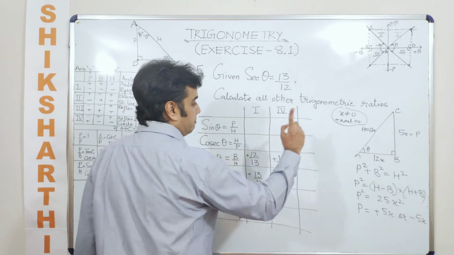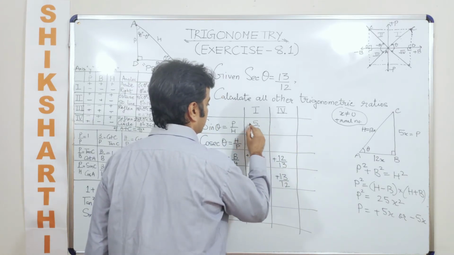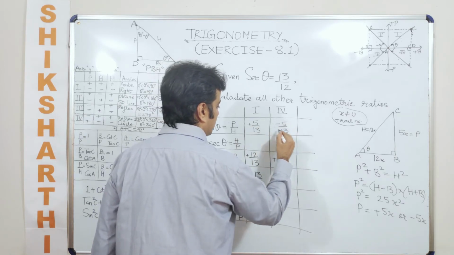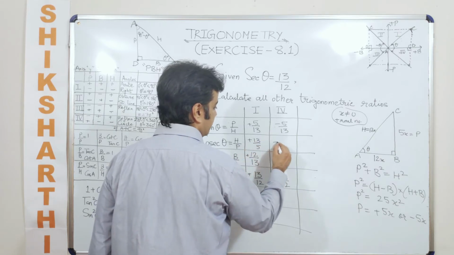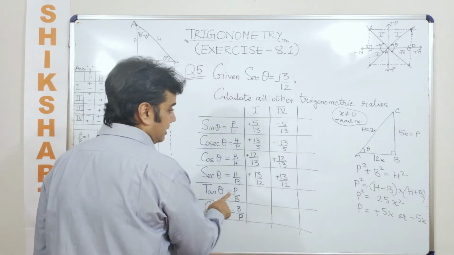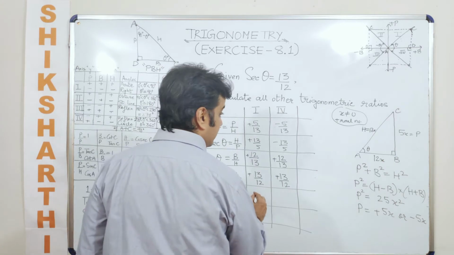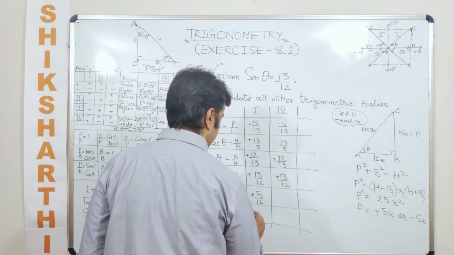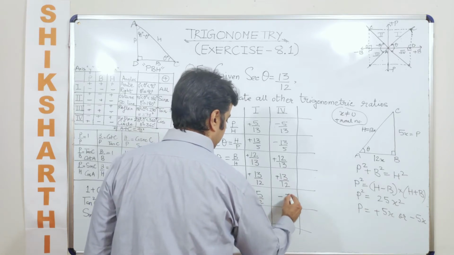Okay. So perpendicular upon hypotenuse is how much? 5 by 13. Here it becomes minus 5 by 13. Reciprocal of this is nothing but 13 by 5. And here it becomes minus 13 by 5. Now tan theta is perpendicular upon base. So we'll write it as 5 by 12. And here plus, and its reciprocal here is 12 by 5. And here this would be negative.